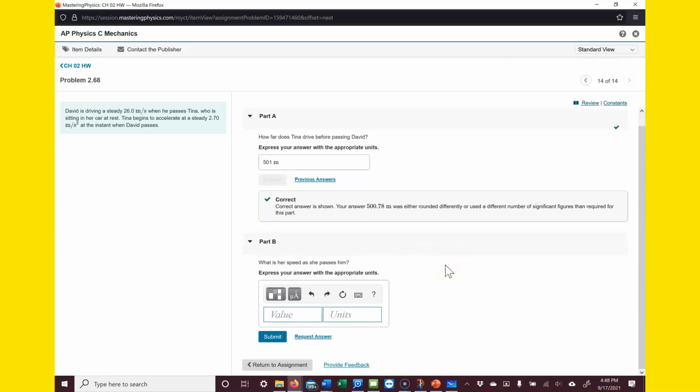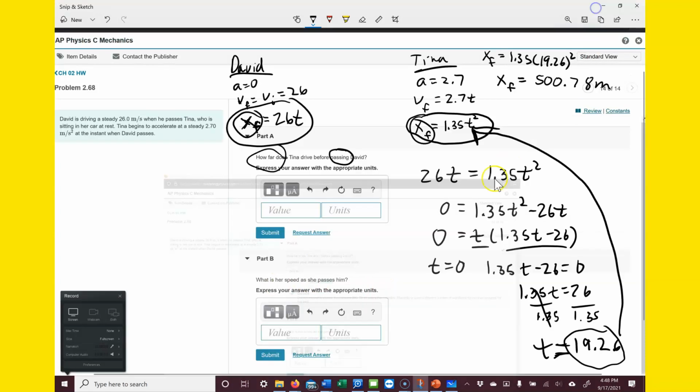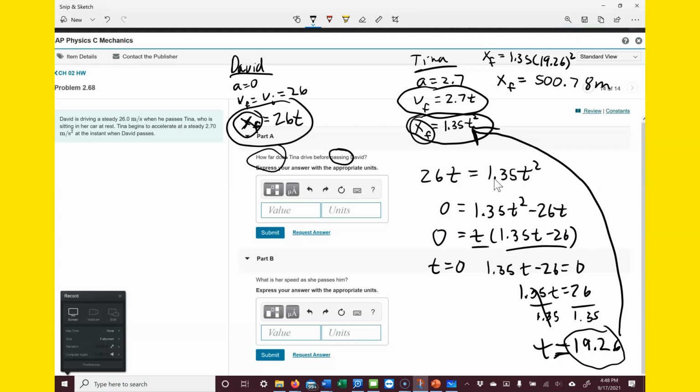All right. What is her speed as she passes him? That should be easy also, because I've got this equation right here I can plug the time into to get her final speed at that moment. So her vf at the moment she passes him is 2.7 times that time, 19.26. And so that's going to be 52.002.